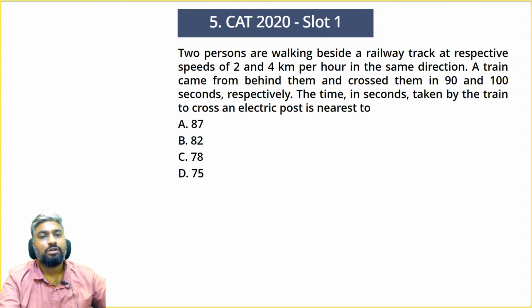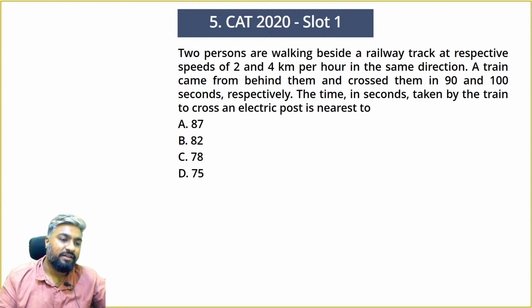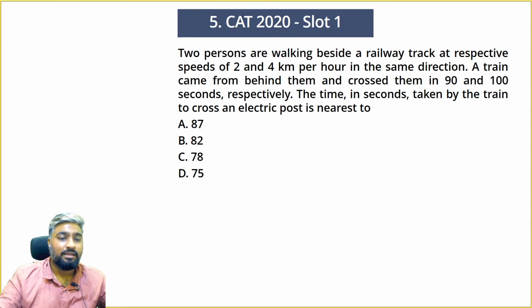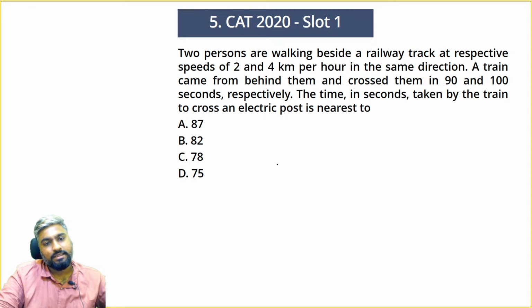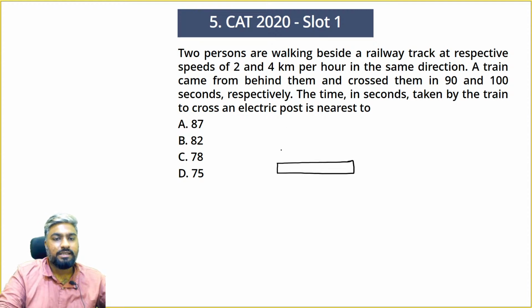Go for it. So again, a diagram would be very helpful for us to understand what's what. Easy for us to grasp the instance there. So two persons are walking beside a railway track. Okay, so let's say this is the railway track. There are two persons walking beside it. Let's say they're here. One person is walking here, another person is walking here.